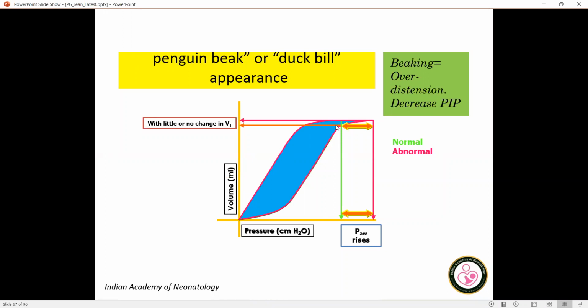What we told in pressure targeted ventilation is that if you do not bring down the pressure once the compliance has improved, the lung will keep stretching like this, and it can go into a pneumothorax. So this is a peaking over distension. So we have to decrease the peak inspiratory pressure.